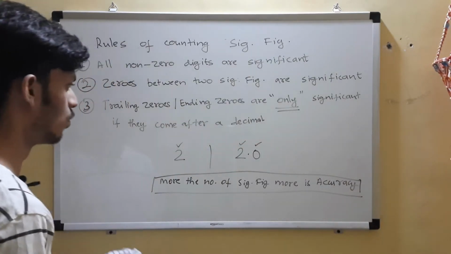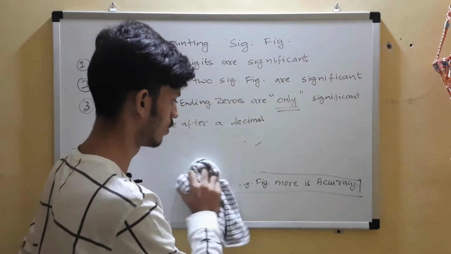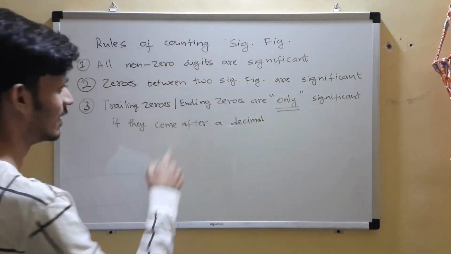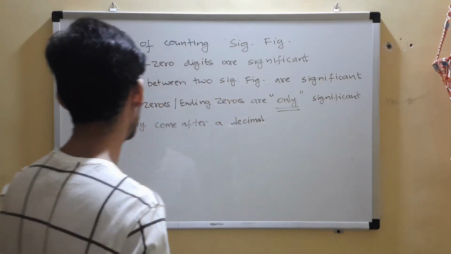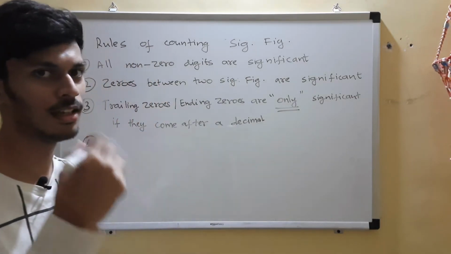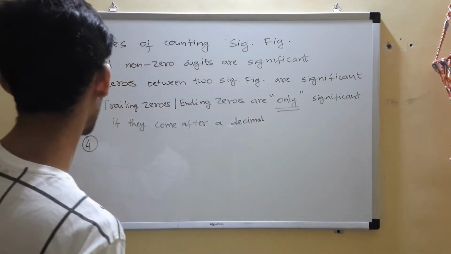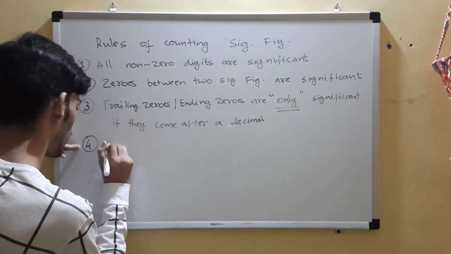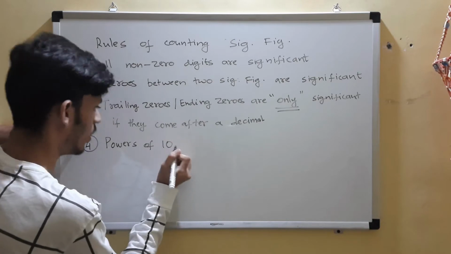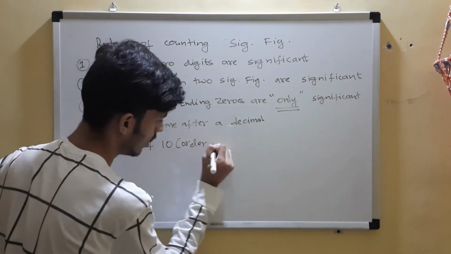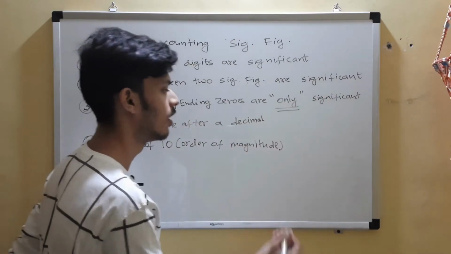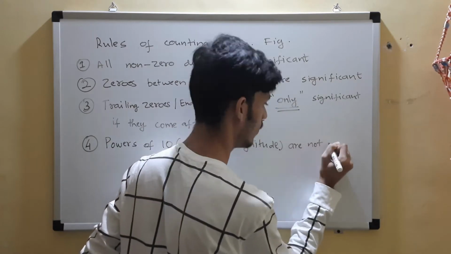Okay, let's go for rule number 4 now. Sir, we did zeros which were in between, sandwich zeros, then ending zeros, now beginning zeros, unfair, sir, unfair. Okay, the fourth one is about powers of 10. We'll see the beginning zeros as well, so it's just a special case. Powers of 10, or order of magnitude, whatever you want to call it, are not significant.